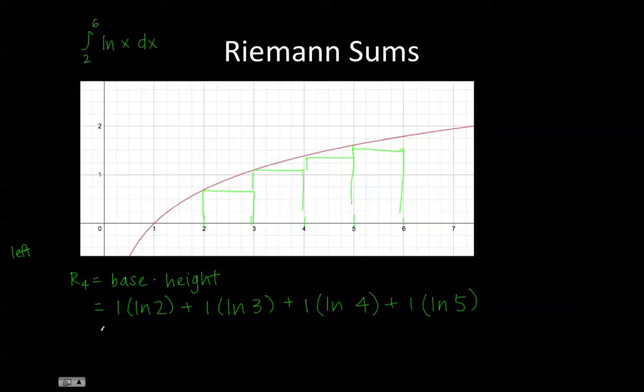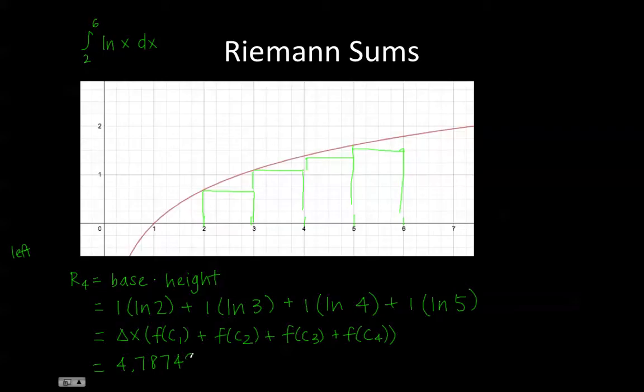If I wanted to, I guess, save time, since I know that each of my increments has an equal width, I could just do the delta x multiplied by f of my c1 plus f of my c2 plus f of my c3 and f of my c4. I have 4 intervals, so I stop at c4. And this actually gives me an answer of 4.78749, etc. as my left Riemann sum.